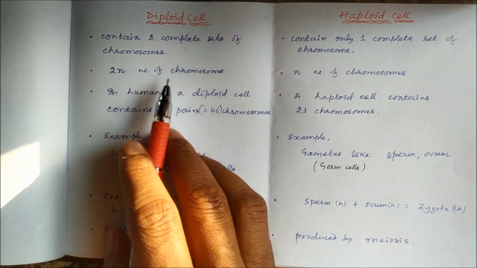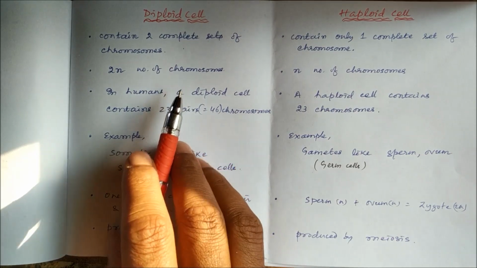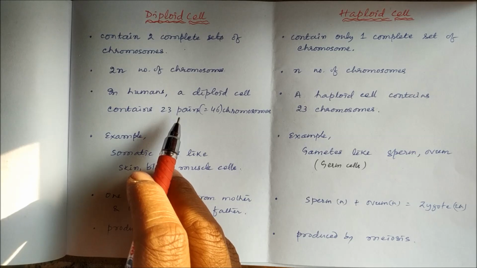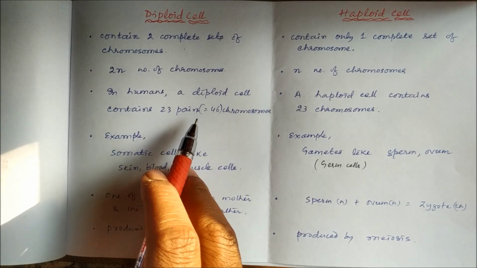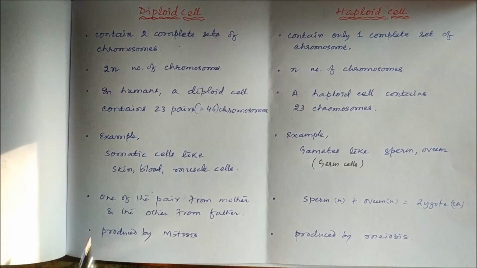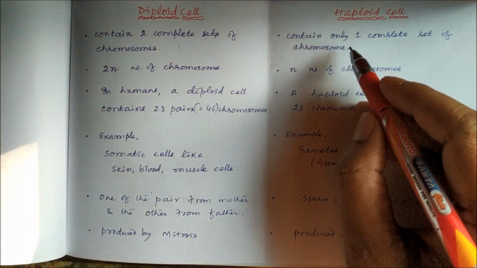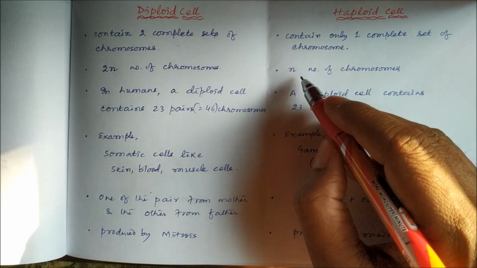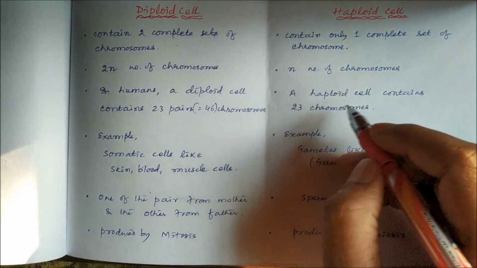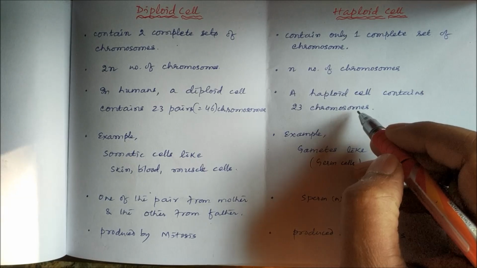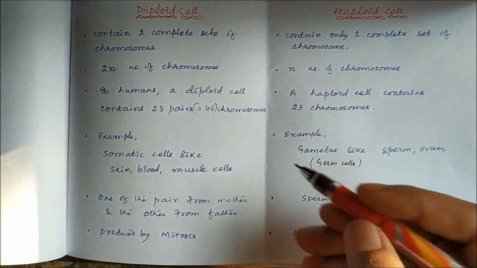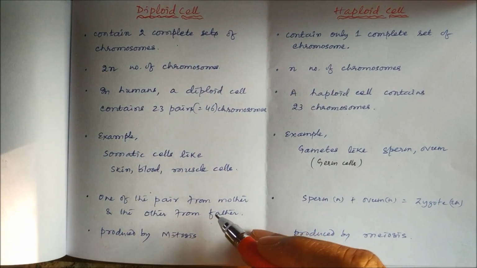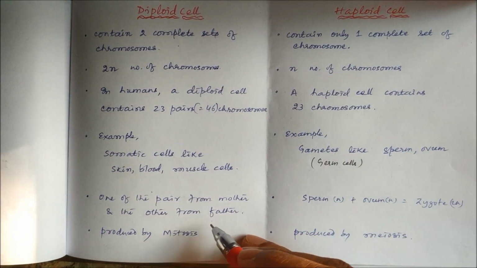So we can have 2n number of chromosomes. For example, in human diploid cells, it is 23 pairs, or 23 into 2, 46 chromosomes. Whereas the haploid cell contains only one complete set of chromosomes. So there are n number of chromosomes. That means a haploid cell contains 23 chromosomes. So when we say two complete sets of chromosomes, that means one of the pair is from the mother and the other is from the father.